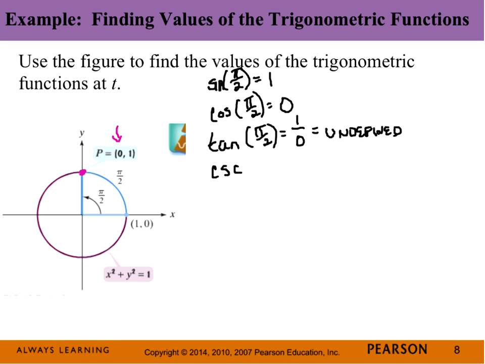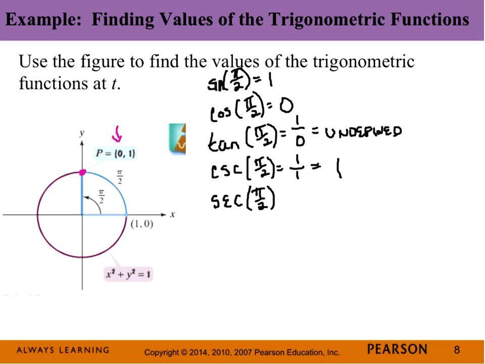The cosecant of pi over 2 is 1 over y. Well, y is 1, so that's just 1 over 1, or 1. Hopefully y'all are beating me to the punch here and already have all these done.